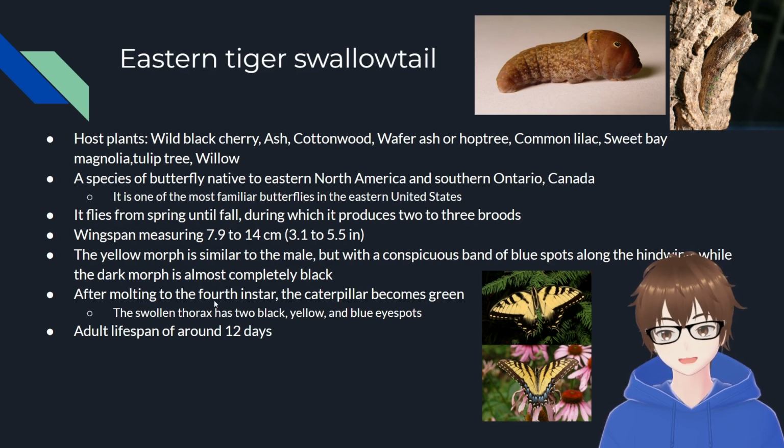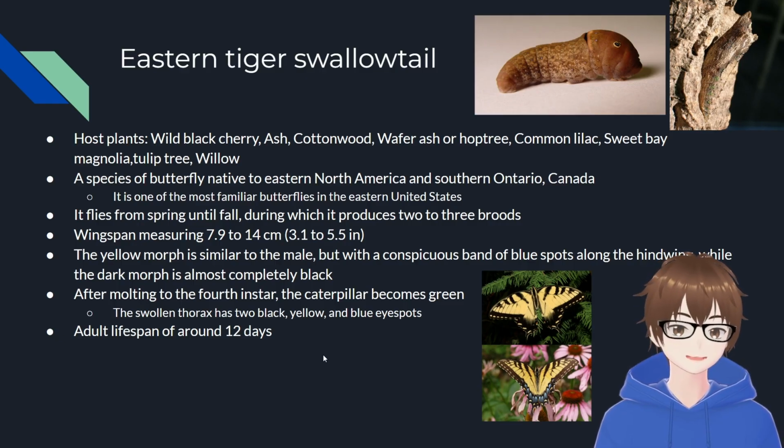After molting, the fourth instar of the caterpillar becomes green. So this brown one up here will become green at the very end. And the swollen thorax has 2 black, yellow, and blue eye spots, like we said before. The adult lifespan of these is around 12 days. So as a butterfly, you'll only see them around for around 12 days.